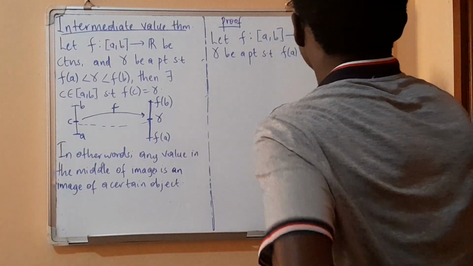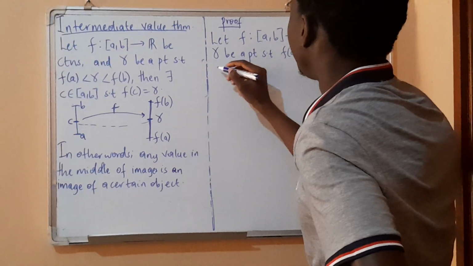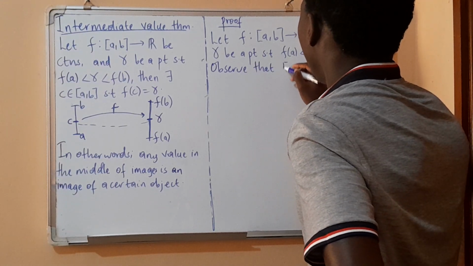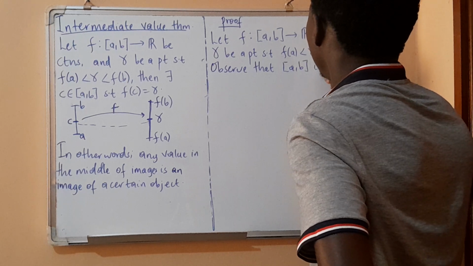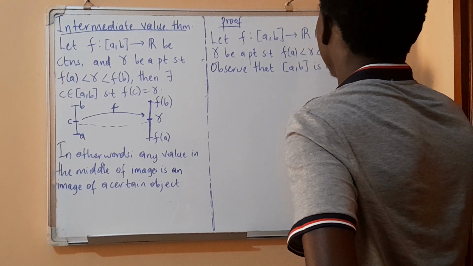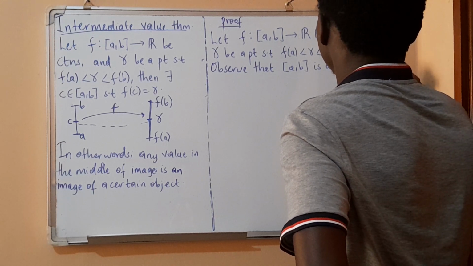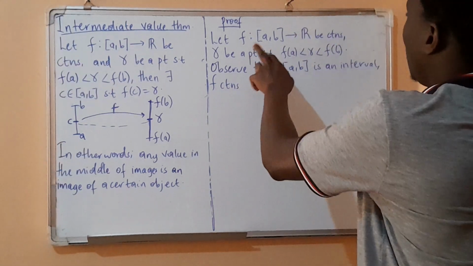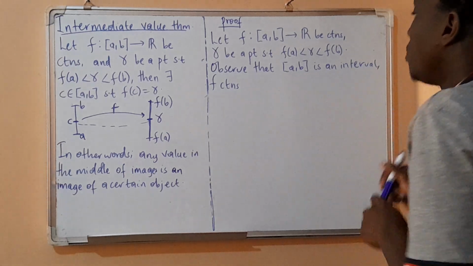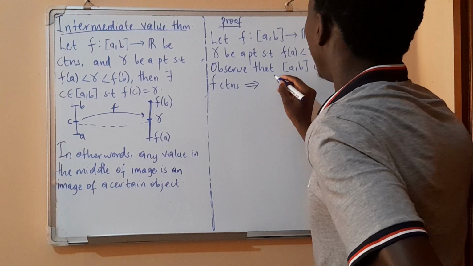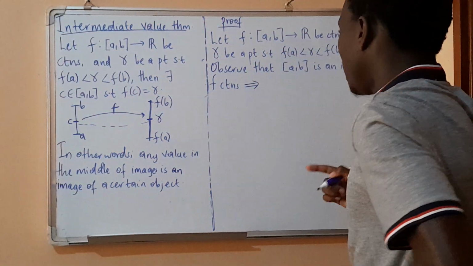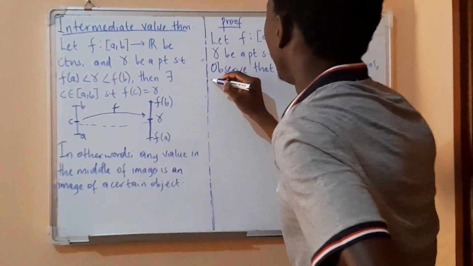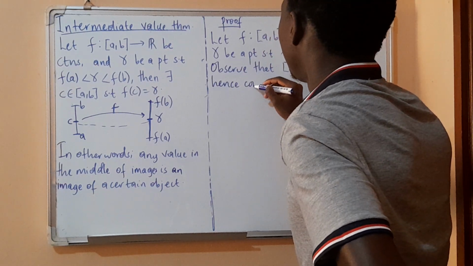Now what do we observe? We observe that AB is an interval, and f is continuous. So this implies that, by the previous result, an interval is connected. Maybe I should also add this. AB is an interval, hence connected.